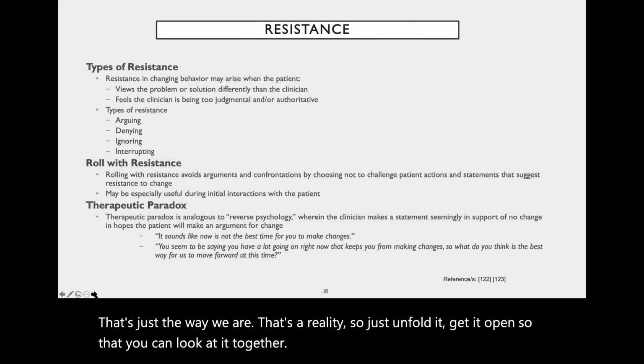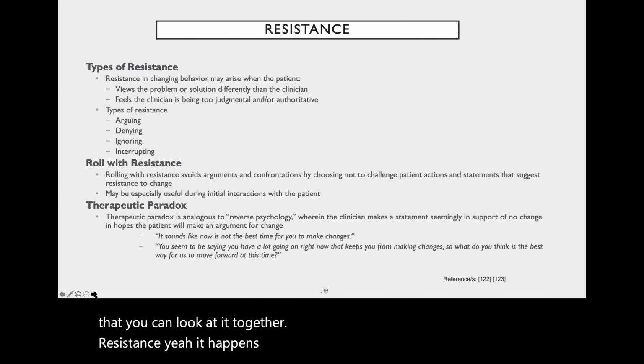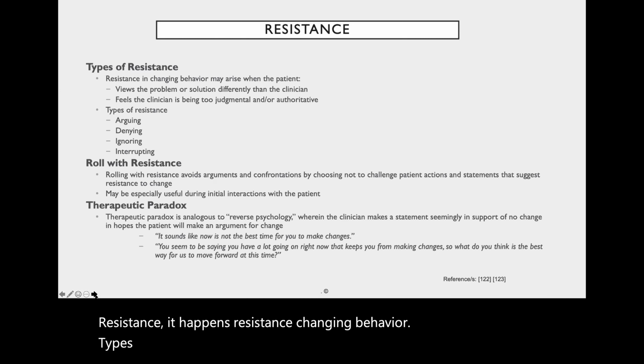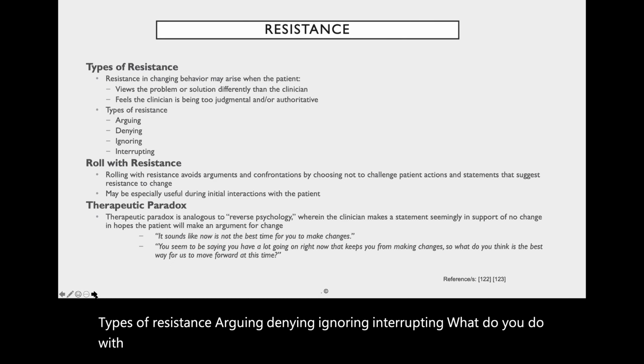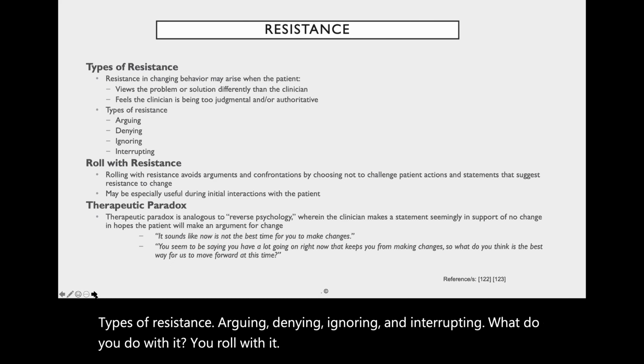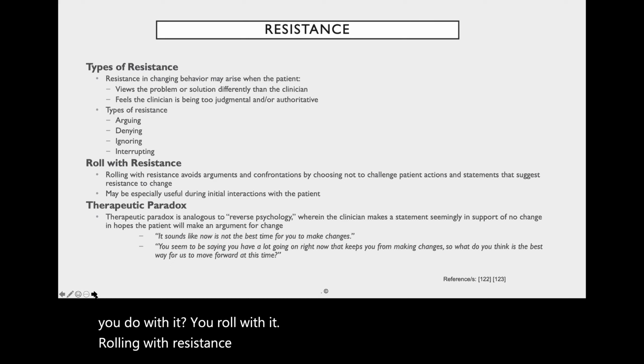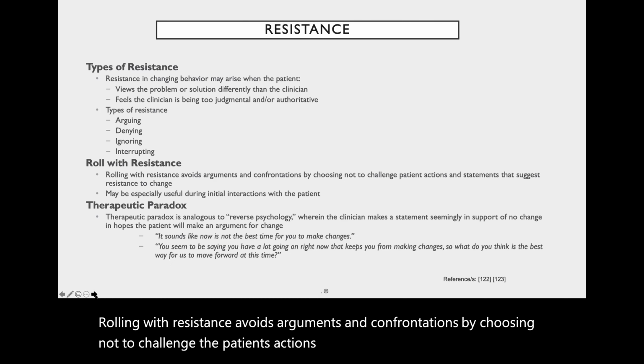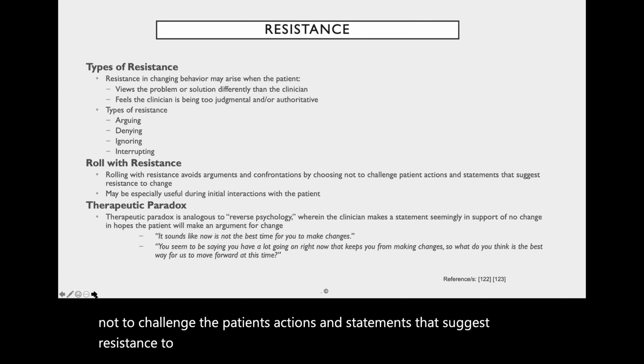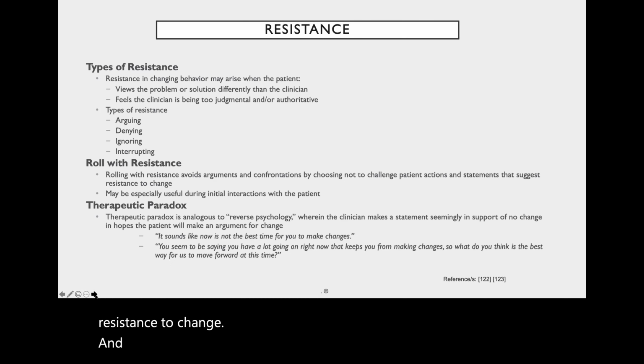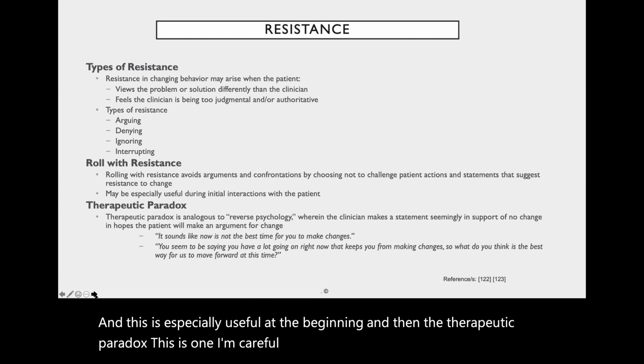Resistance. Yeah, it happens. Resistance to changing behavior. Types of resistance: arguing, denying, ignoring, and interrupting. What do you do with that? You roll with it. Rolling with resistance avoids arguments and confrontations by choosing not to challenge the patient's actions and statements that suggest resistance to change. And this is especially useful at the beginning. And then the therapeutic paradox. This is one I'm careful about. I don't think I've ever really done it. Let me explain the role for resistance.